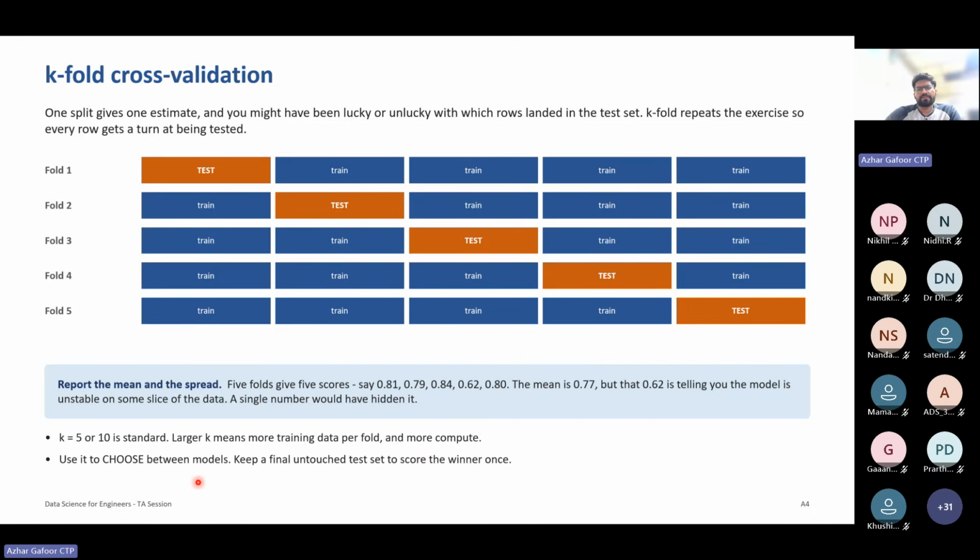So it's kind of like a hyperparameter, and yeah.